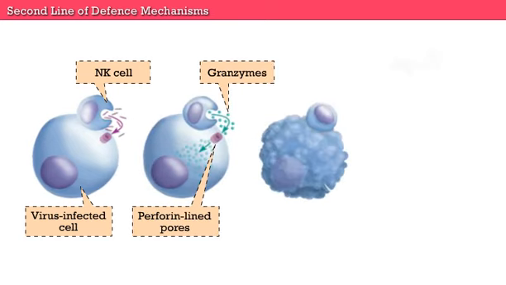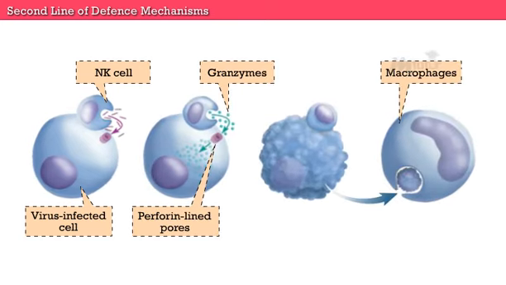They kill the virus-infected cells and certain tumor cells of the body by creating perforin-lined pores in the plasma membrane of these target cells. These pores allow entry of water into the target cells, which swell up and burst.